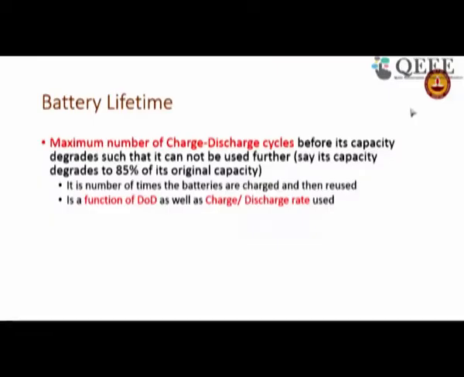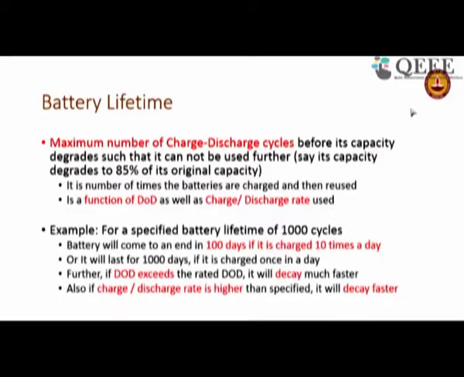So the two parameters matter a lot. So this is the example. If the lifetime is 10,000 cycles, the battery will come to an end in 100 days if it is charged 10 times a day. It will take 1000 days if it is charged once a day. If depth of discharge exceeds the rated depth of discharge, it will decay much faster. And if the charge-discharge rate is higher, it will decay much faster. How much faster will vary with the kind of battery.